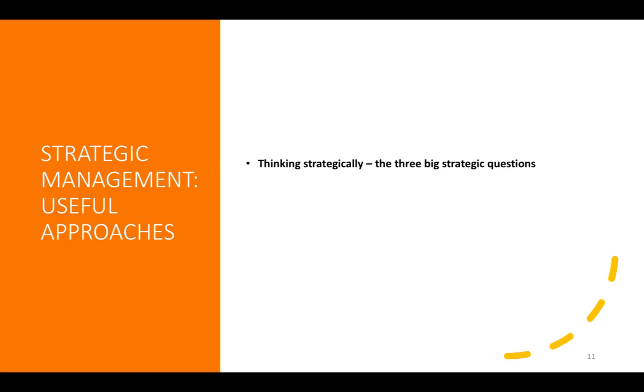So strategic management talks about strategic thinking, and there are 3 big questions. These are good for life as well as for management. Number 1, where are we now? Number 2, where do we want to go? And number 3, how do we want to get there?